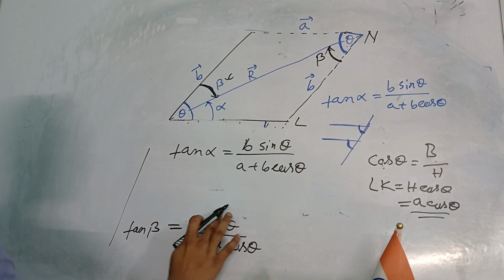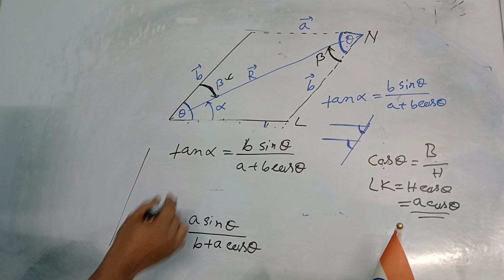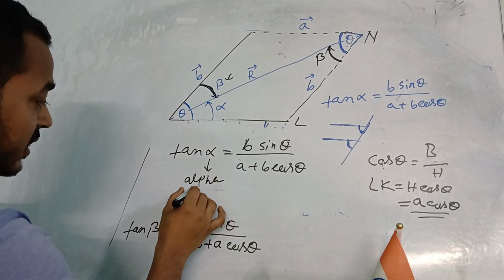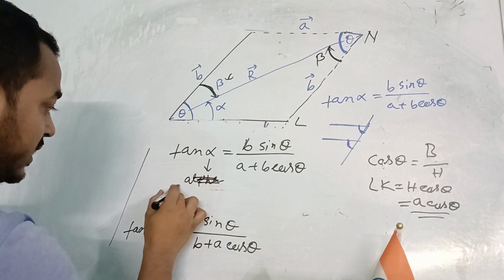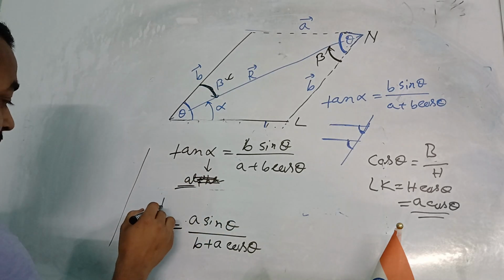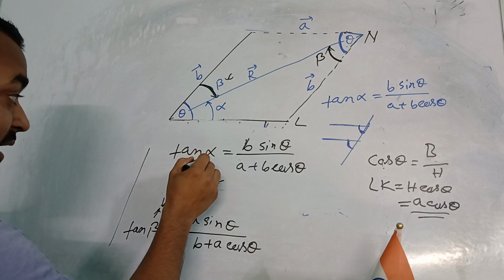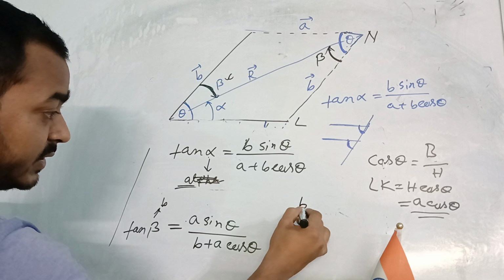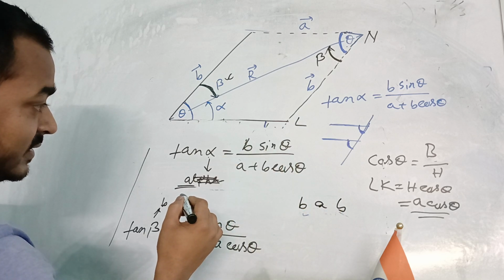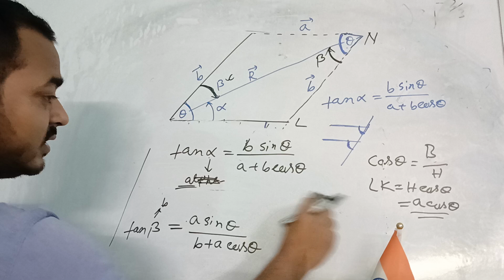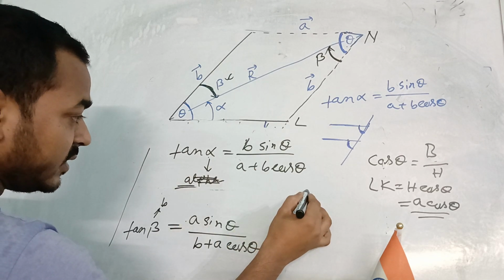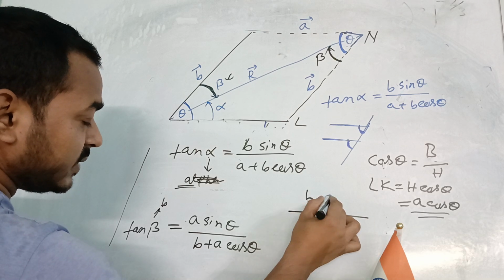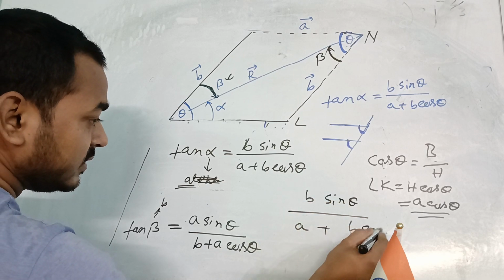Now I am telling you a trick, just remember the trick. Alpha: what is the first letter? A, L, P, H, so A is the first letter. Beta, B is the first letter. When we write alpha, we have to write B in the numerator, then sandwich form B, A, B, with sin theta and cos theta. So since alpha is given, we write B, A, B, sin theta, cos theta.